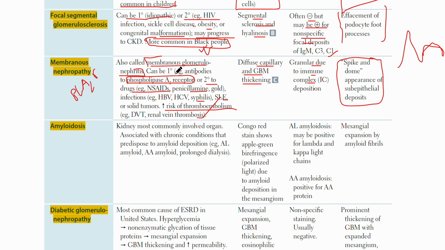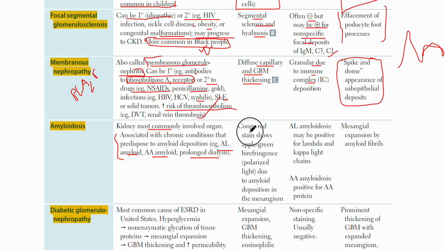Okay. And in amyloidosis, kidney is the most commonly involved organ. Obviously, it is associated with chronic conditions that predispose to amyloid deposition, as in AL amyloid, AA amyloid, and prolonged dialysis. We have talked about AL amyloid and AA amyloid previously in our general principles. If you haven't watched, you must watch that video.